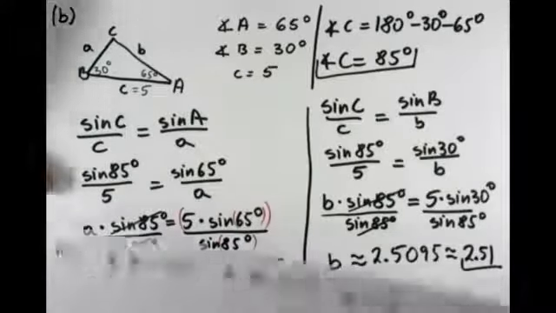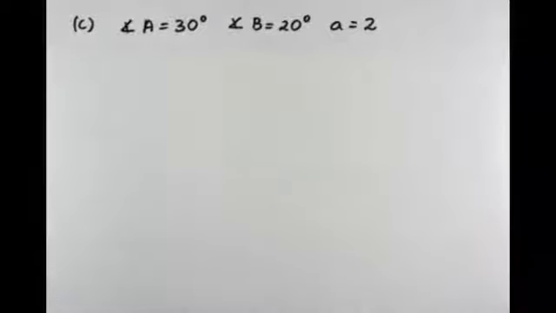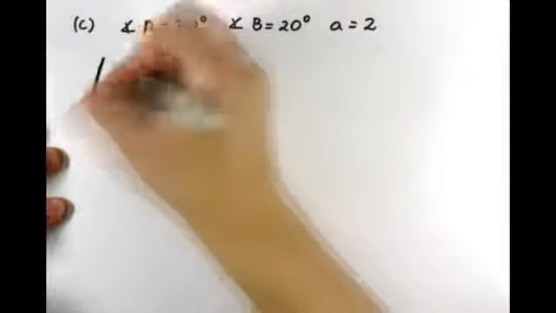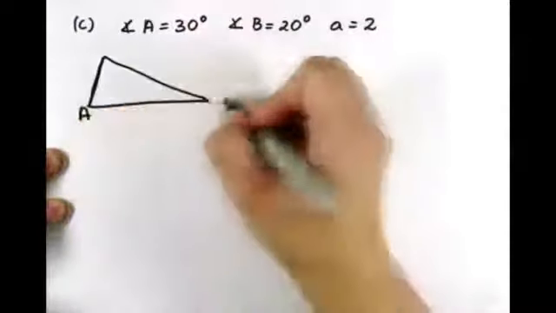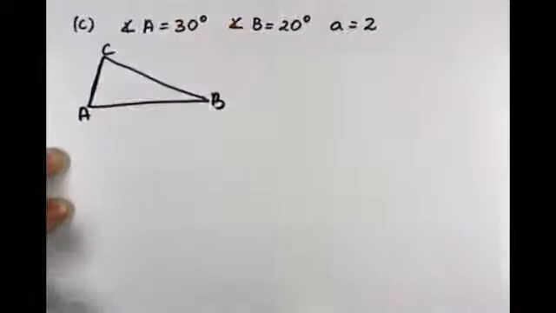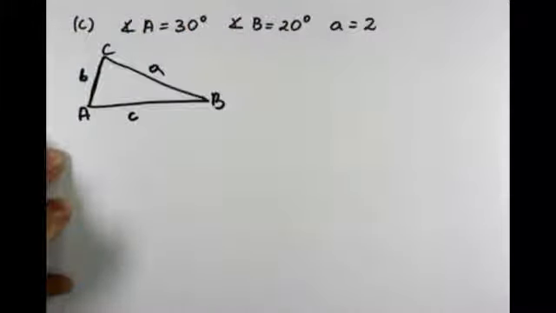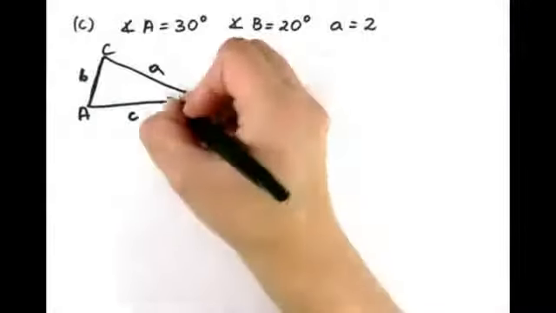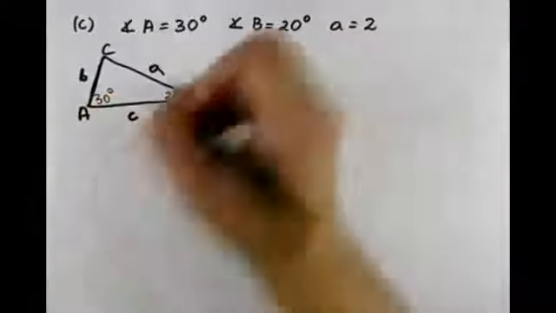Example C. We have given measure of angles and we need to draw our own triangle. So as before, we draw triangle A, B, C, and we have sides A, B, and C. So now we have given angles B is 20 degree and A is 30 degree and side A is 2.